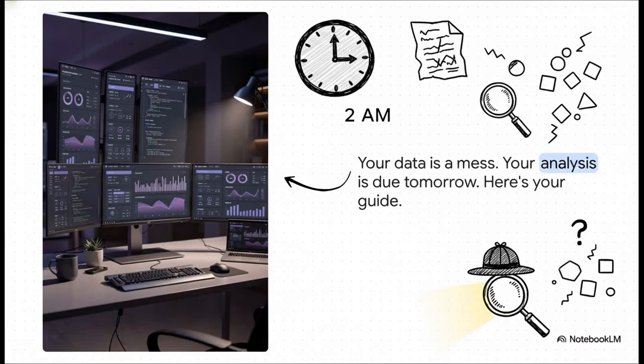You know the feeling, right? It's 2 in the morning, your big group project is due in just a few hours, and the data everyone compiled is a complete disaster. We're talking different formats, weird typos, duplicate entries all over the place. Your analysis is going nowhere fast. We've all been there. And that right there, that's our crime scene. Today, you're going to learn how to solve it.